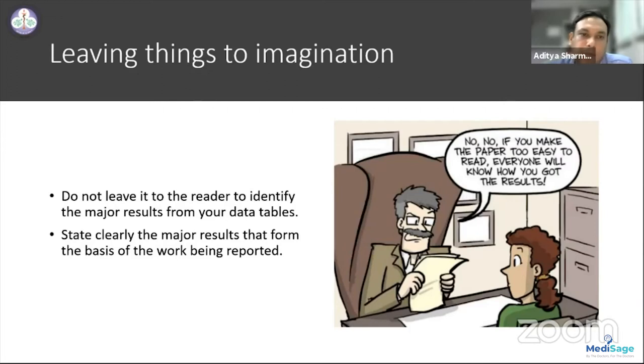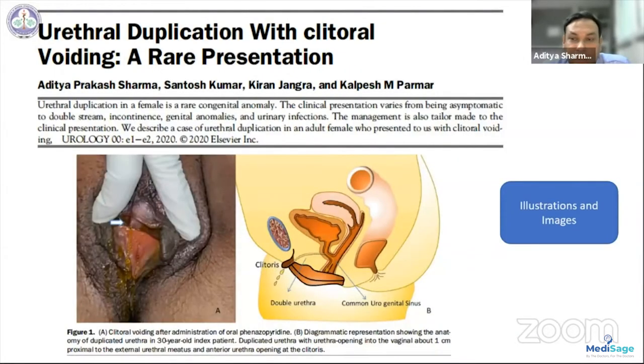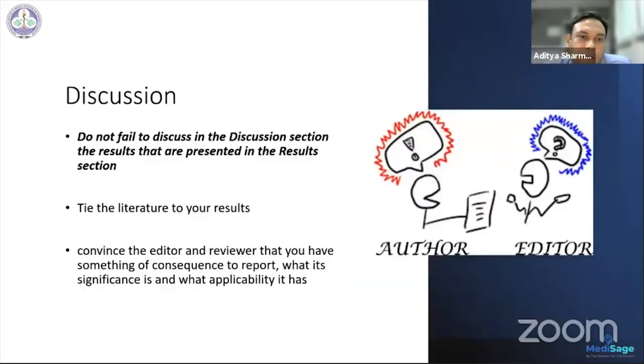Illustrations and imaging are a very integral part when you want to convey something. This was the article I just wanted to highlight. This came back from the reviewer without any comment and was accepted for publication in a single go. So this was the image which highlighted that urethral duplication with clitoral voiding was a rare presentation, and through a diagram and an illustration we showed what exactly is happening and what we are trying to convey along with the image. So illustrations are a very important component whenever you are doing a scientific publication.